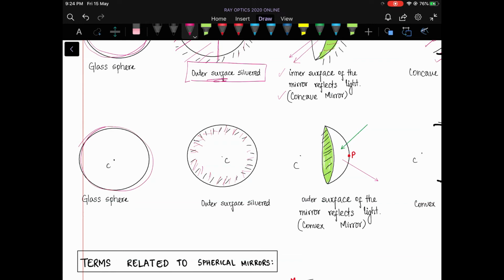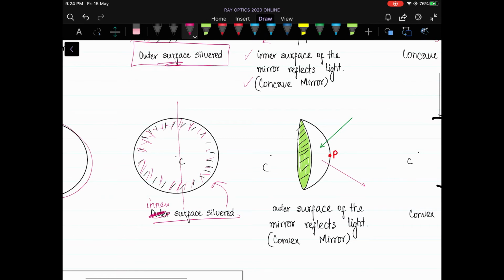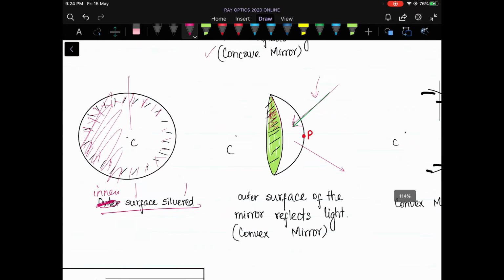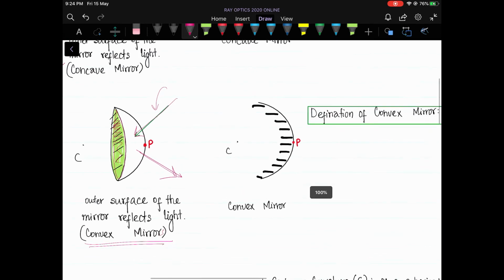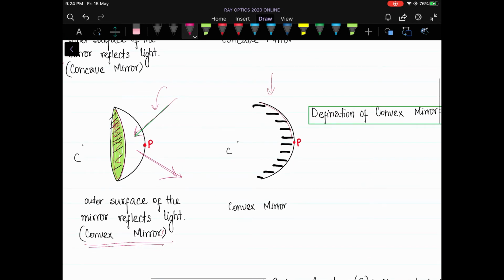Here if you take the glass sphere again, and this time not the outer surface, the inner surface is silvered, covered. Now again if we cut this and remove this portion, the leftover portion is going to look like this and the inner surface is covered. That means the outer surface of this sphere now can reflect light for us, and such mirrors we call convex mirrors. Representation will be this, where you have a curved surface. Notice the inner surface of that curved surface is covered and you can reflect light from the outer surface.